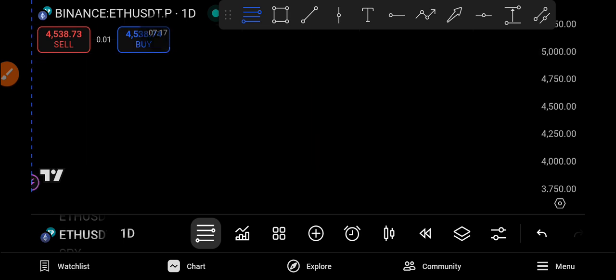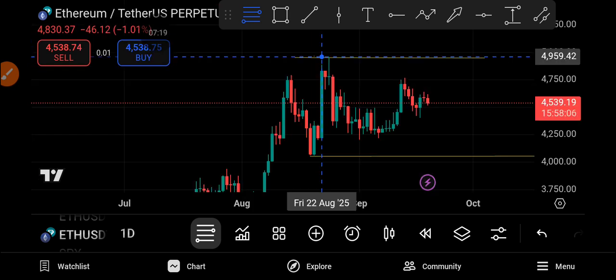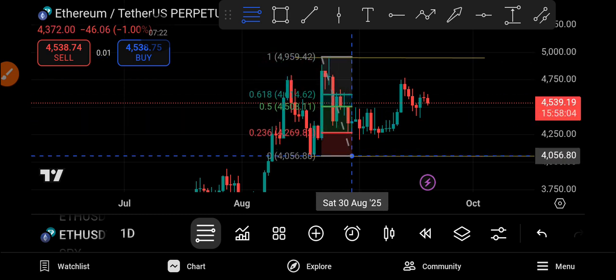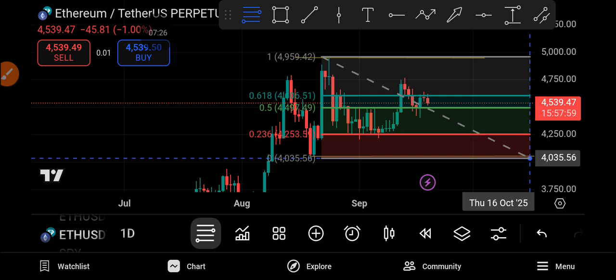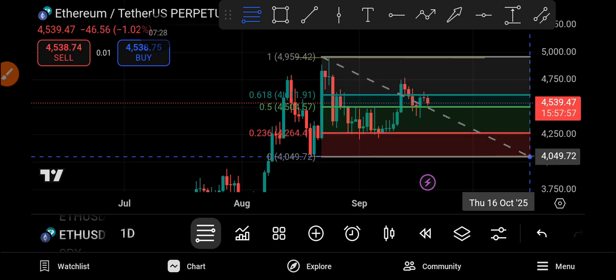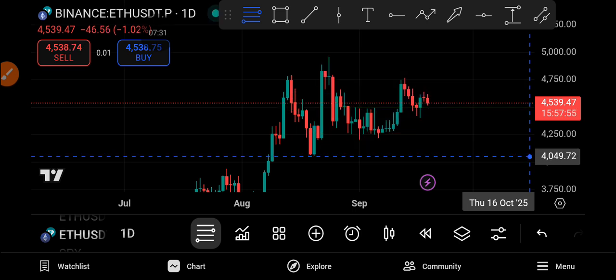We'll drag our Fibonacci here, drag it through. You'll see how these levels hold the price.